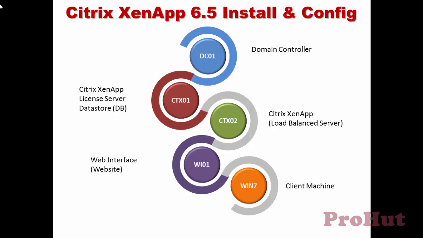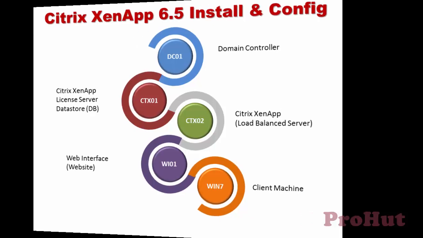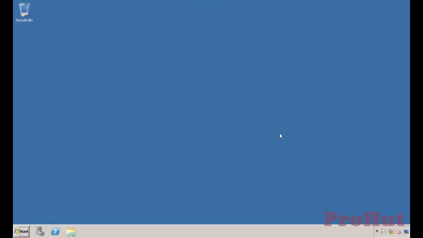Once we publish applications on Citrix XenApp server, we will access those applications via our client machine, that is Win7 machine. We are on WI01 server, that is web interface server now.